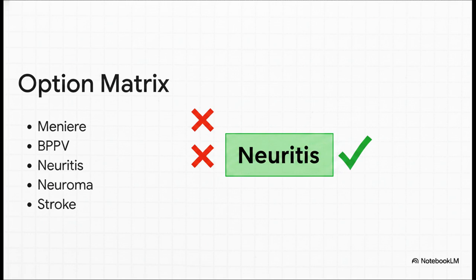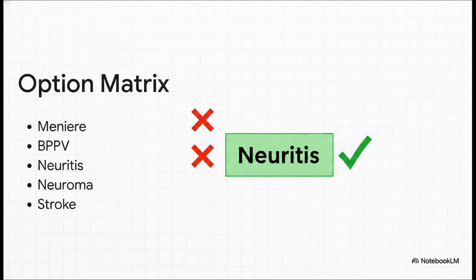Let's exhaustively break down all 5 options. Option A, Meniere's disease requires hearing loss and tinnitus, so that's incorrect. Option B, BPPV triggers episodes lasting less than a minute, not continuous days, so that is out. Option D, acoustic neuroma causes a gradual unilateral sensorineural hearing loss, which completely misses this acute post-viral presentation.